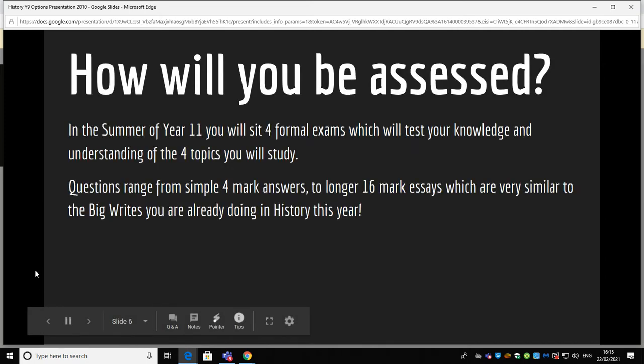For history, then you sit 4 exam papers, and that's 1 exam paper per topic you study. And we're already teaching you now how to answer these questions. So you'll have questions like a simple 4-mark question. So it might ask you, what can you infer from a source? Or describe 2 features of a particular time period.